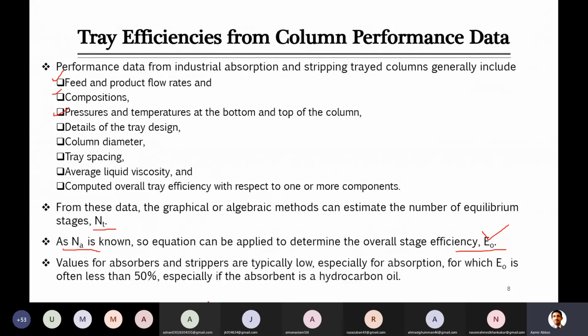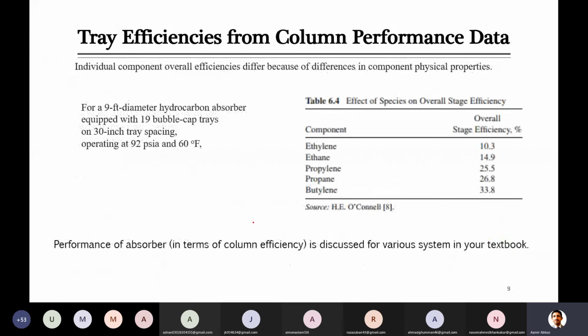When you look at the efficiencies for absorbers and strippers, they are typically low, and sometimes even less than 50%. When they are less than 50%, it means we definitely need double the number of trays which we have calculated theoretically. Especially when you are using hydrocarbon oil as an absorbent for separation, the efficiencies are less than 50%.